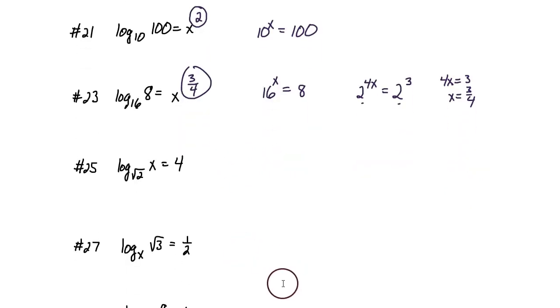Number 25, let's follow the same technique. Take the base, raise it to the 4th power, and that will equal the argument of the logarithm. So the square root of 2 to the 4th power makes 4.